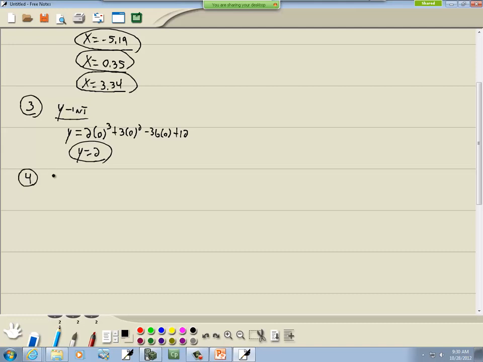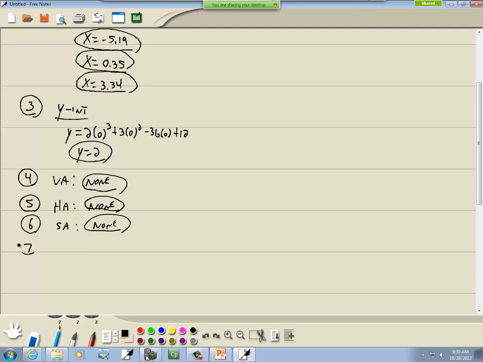Fourth thing is the vertical asymptote. Vertical asymptotes you only have if it's a rational, a single fraction. So there is none. Fifth thing is the horizontal asymptote. Again, you only have that if you have a fraction, so there's none. And the sixth thing is the slant asymptote, and yet again, there is none.